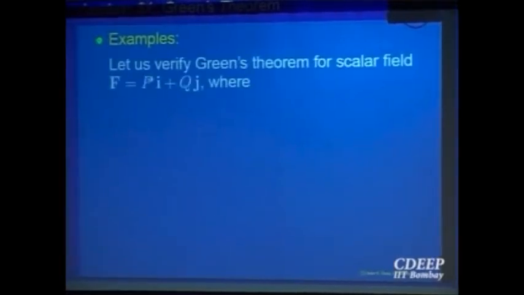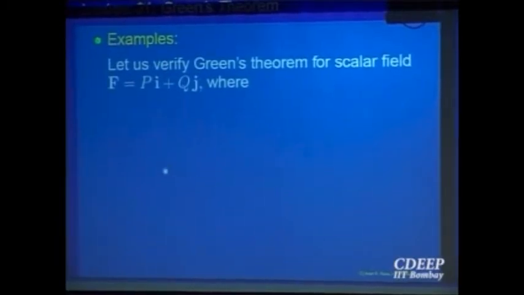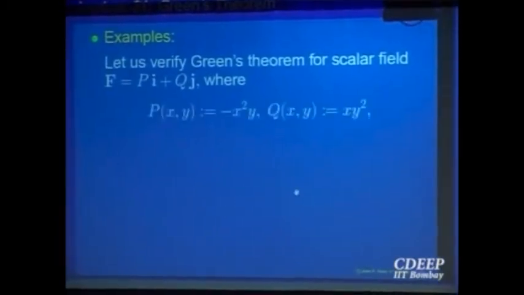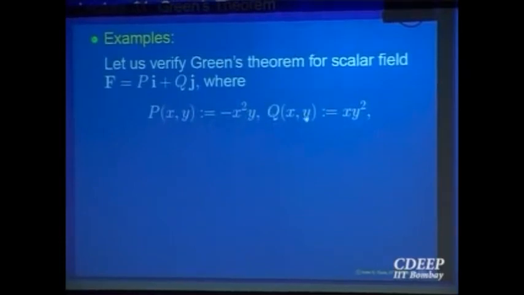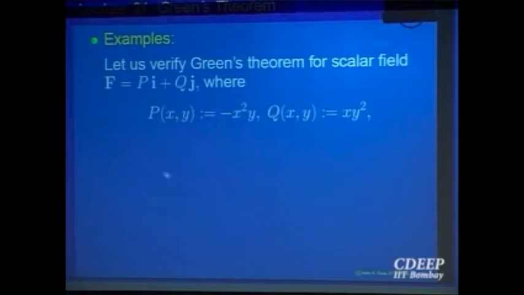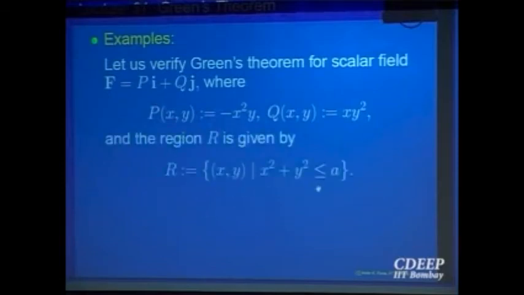Okay, so let us just look at an example to illustrate this concept and fix the idea of what is happening. So let us look at a vector field F, given by the component, the scalar field P is given by minus x square y and Q is given by x y square. So only the calculation of partial derivatives will give you the right hand side integrand for the double integral. Directly you compute the line integral. So where is the region? The region is the inside of the circle with radius a. So what will be the boundary of this? That is a circle boundary with radius a.